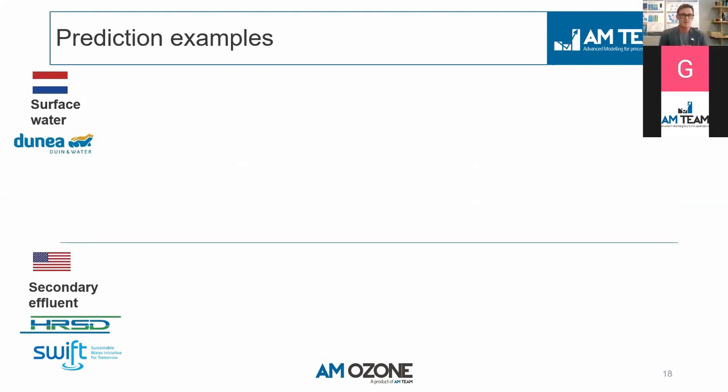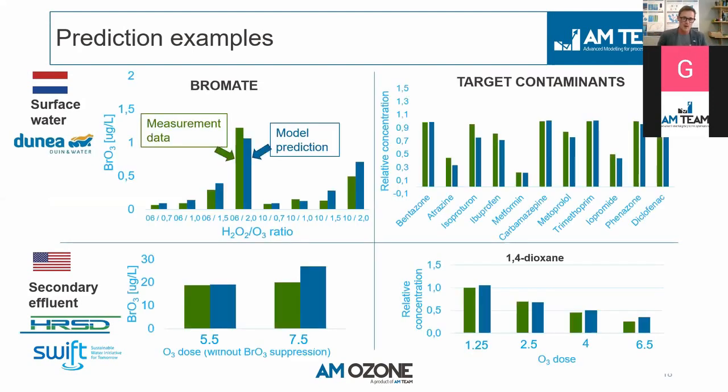from different sources. One is a surface water from the Netherlands, from Dunea, which is a drinking water treatment plant treating surface water. And then we have secondary effluent from the United States, from Virginia, HRSD, the utility there, and their innovative SWIFT water reuse, indirect potable reuse project. So very different matrices, very different bromide concentrations, for example. Let's look at how we predicted bromate and also target contaminants.